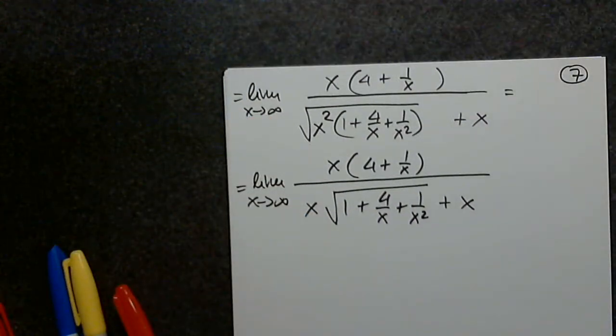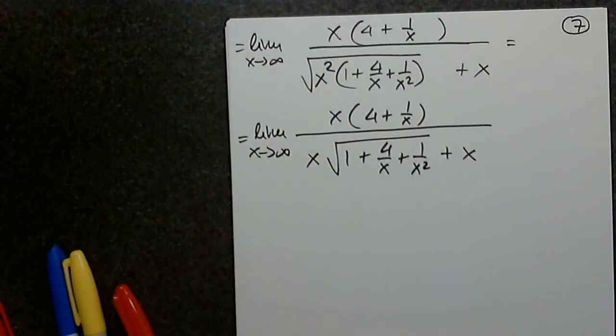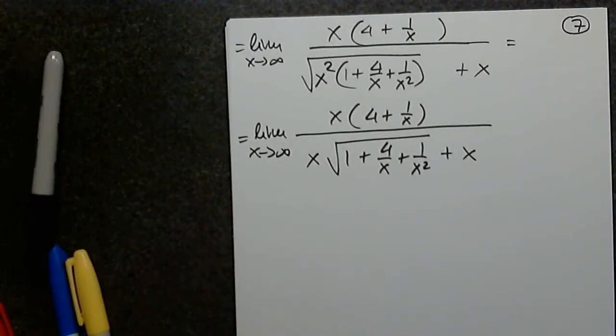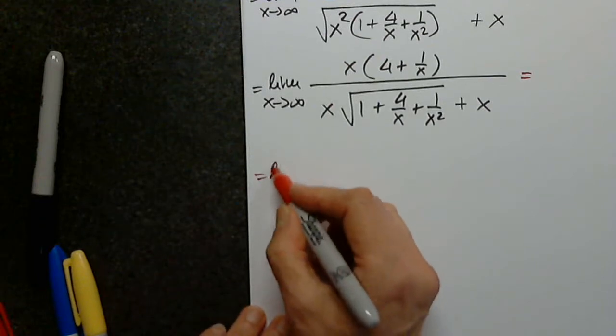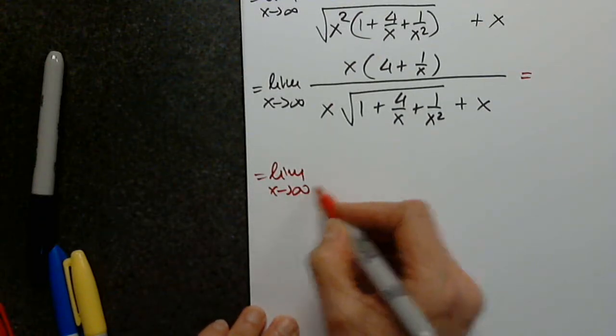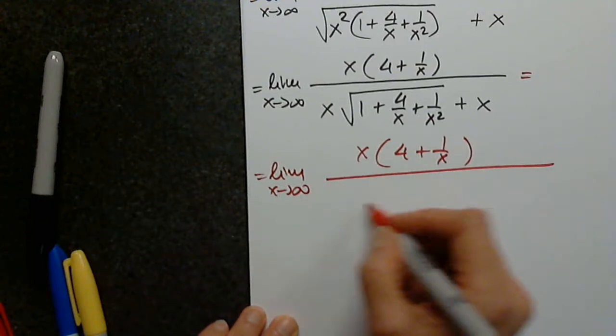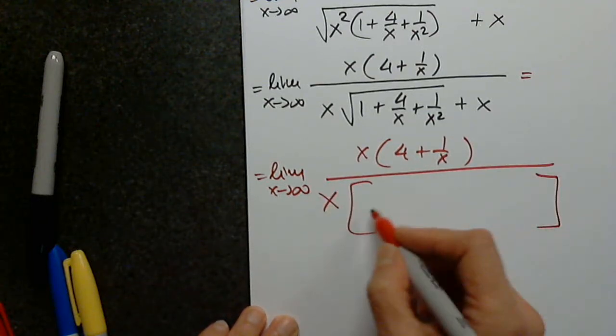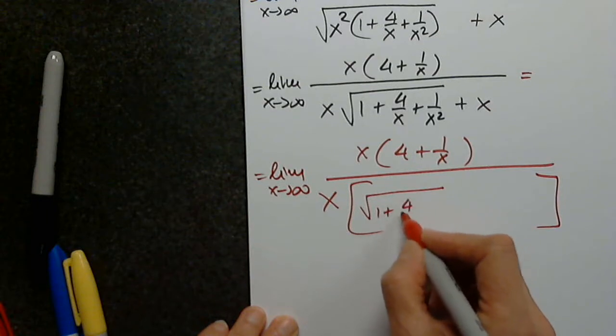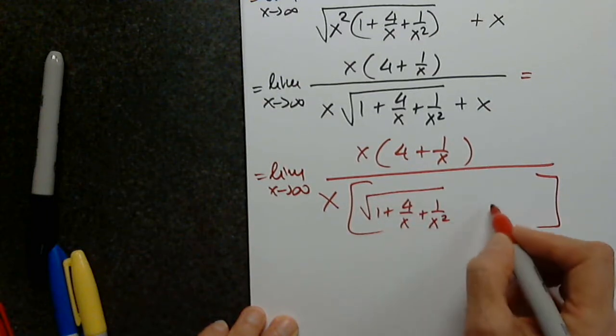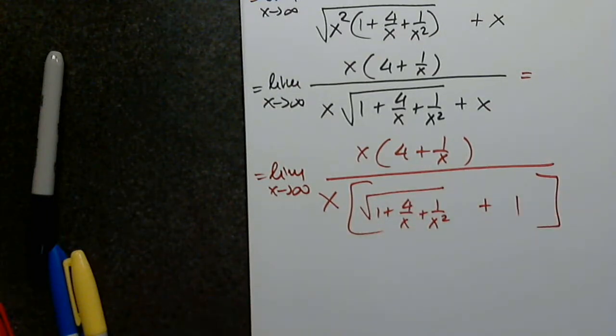What do I have to do next? Factor the... Exactly, the denominator, and then I'm almost there. So this is limit as x approaches infinity. The top stays as is, and now the denominator x times the square root, 1 plus 4 over x plus 1 over x squared, and plus, that's it. Once I simplify the x, then I can drop the limit operator.